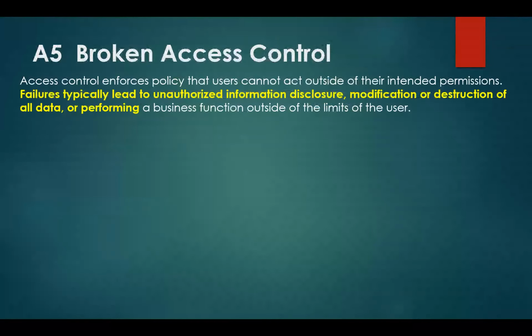Number 5 is broken access control. Users cannot act outside of their intended permissions. The failures typically lead to unauthorized information disclosure, modification, or even destruction of all data, or performing a business function outside of the limits of the user. It is a serious problem and is also very common.